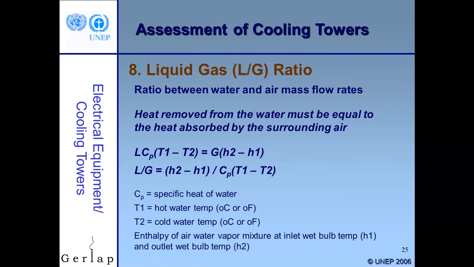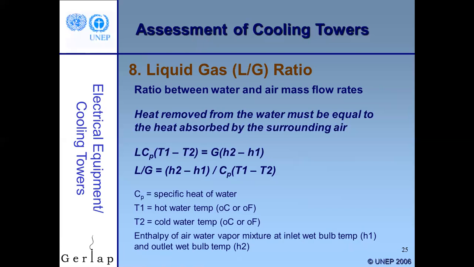Okay, also a parameter that's important in cooling towers is the liquid to gas ratio, L over G. It's the mass flow rate of the liquid divided by the mass flow rate of the gas. The liquid is the water falling through the tower, and the gas is obviously the air that's being blown up through it in order to cool it. So L over G is the ratio of those mass flow rates.